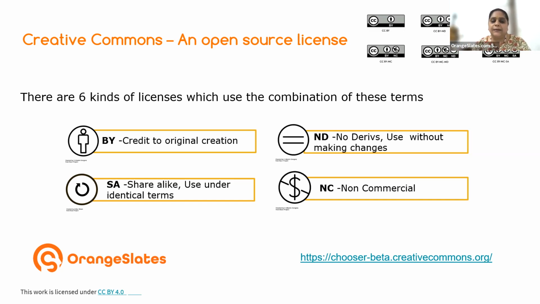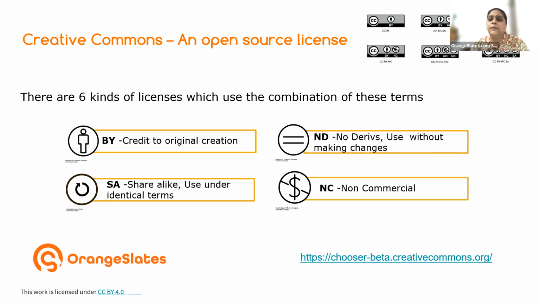SA is share alike. You can share whatever content I have put on the same terms in which I have put it. If I have CC'd my work as BY ND, and you share my work, then you also don't make changes in it, and wherever you're sharing, those people also do not make changes to my work. As simple as this. And NC, non-commercial: don't use my work commercially.